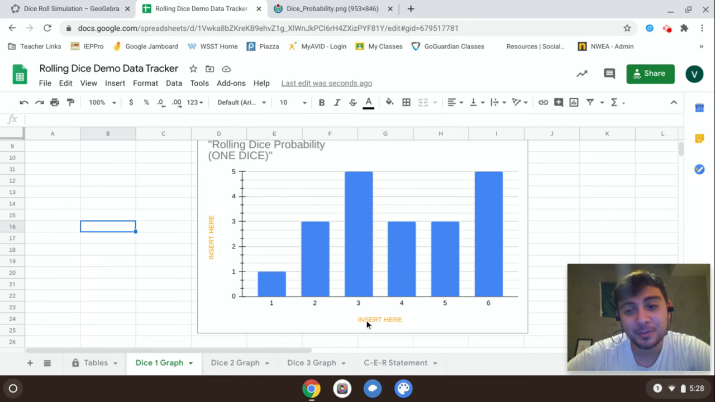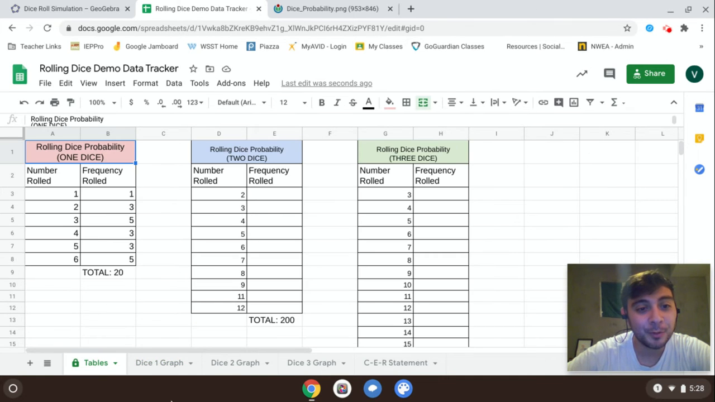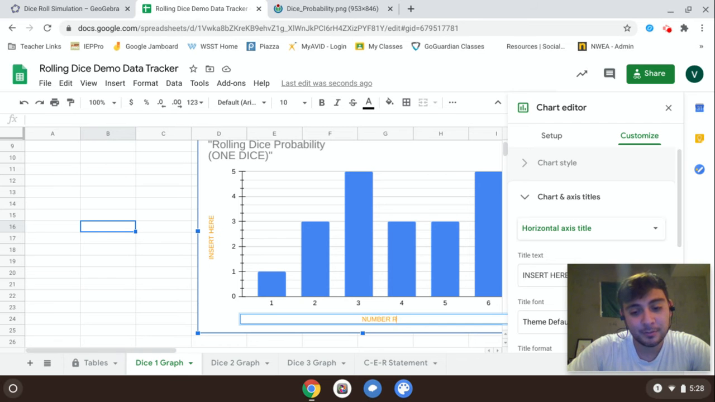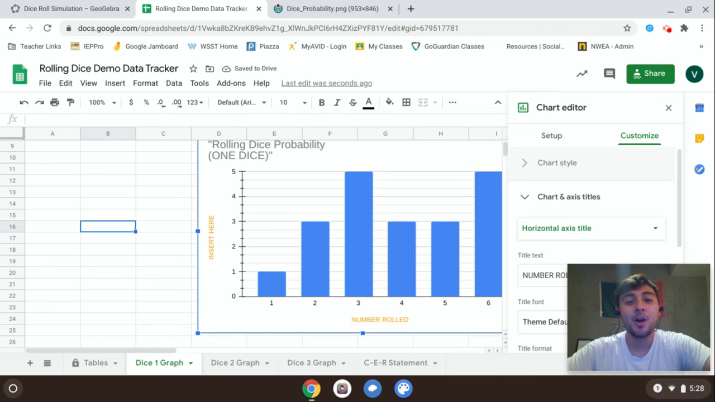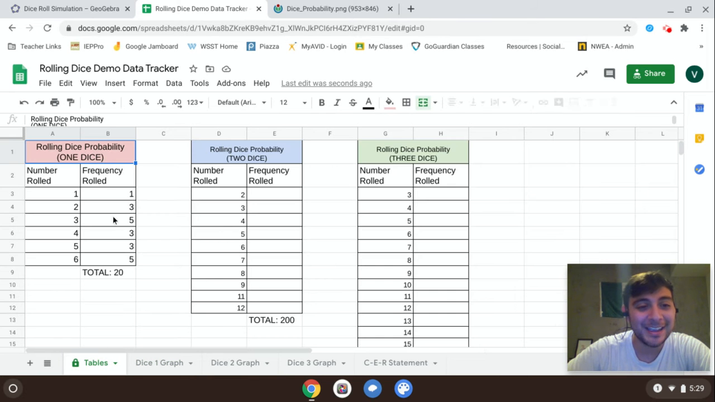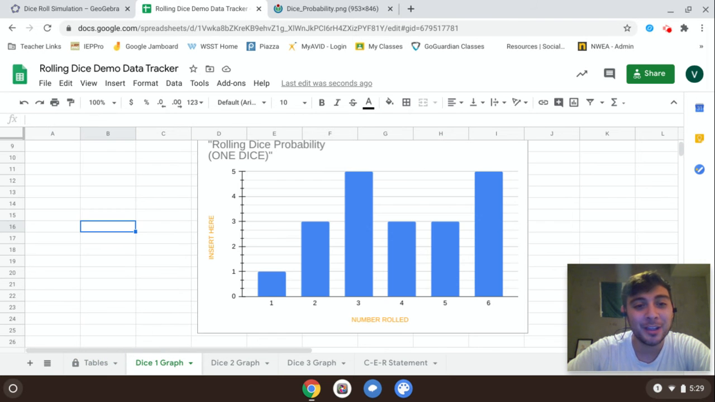Now let's go to our x-axis right here. What's a good label for this? What's a label we should put here? Yes, basically the same thing as our table right here. Number rolled. So I'm about to put that here as well. Number rolled. Awesome. That's our x-axis, our independent variable, what we're testing. So what is our y-axis? What are we recording? What's our dependent variable? Good job. Same thing. Frequency rolled. How many times that number got rolled?